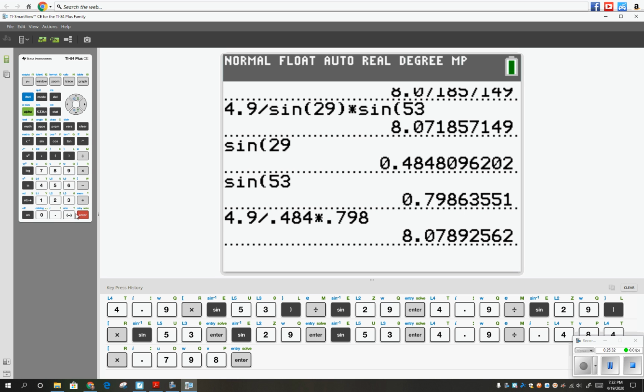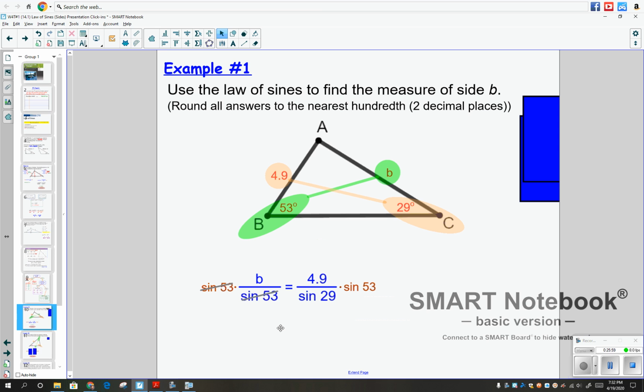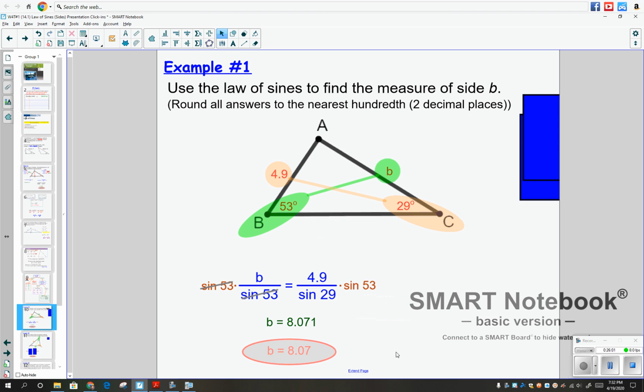I get 8.078, which actually would tell me to round up to 8.08. They're pretty close, okay? But am I 100% accurate? No. So some of you were getting close, but not getting it correct because you were using rounded numbers before you get to the end. So always type in using the sine feature. Don't do it step by step, as it required me to type more into my calculator. So it's 8.071, which rounds to 8.07.